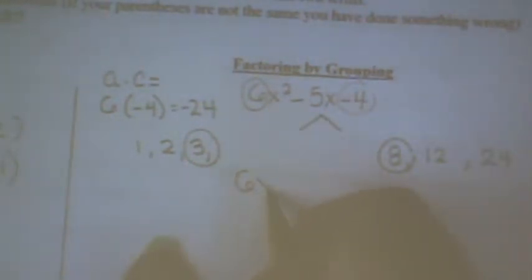So what you're going to do is write this problem as 6x squared plus 3x minus 8x minus 4. Does everybody see that these two add up to be negative 5x and they multiply to give you negative 24? Okay, now we're gonna do factoring by grouping, and I showed you this yesterday.